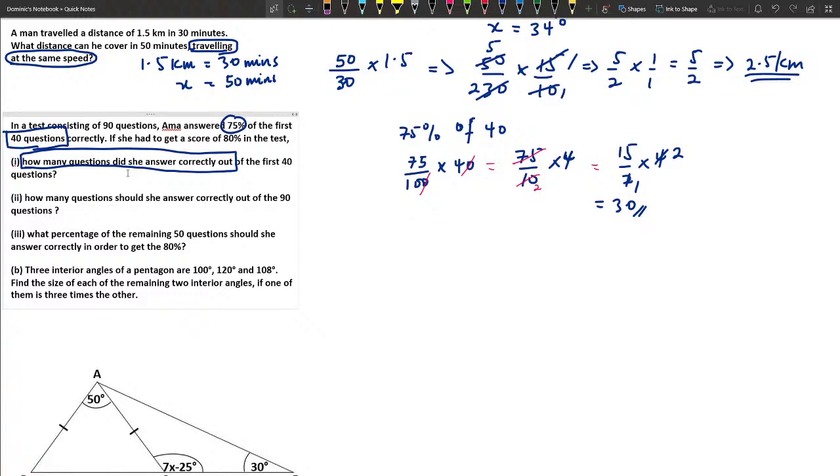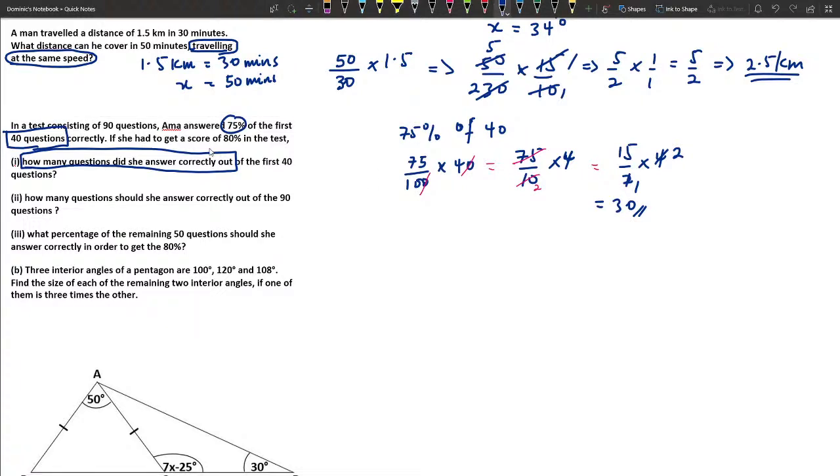In order to get 80%, how many questions should she answer correctly out of the 90? With this one, it's very simple. It's just like the first one. It said, if she had to get a score of 80% in the test. Remember, they've introduced 40 and 90, so you'll be confused as to which one you need to use.